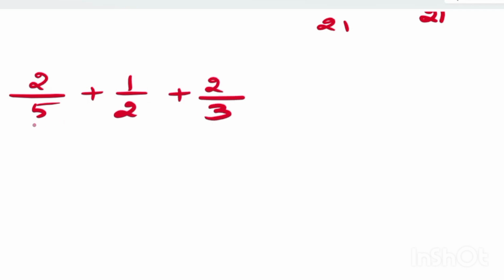Okay, so you have 2 by 5 plus 1 by 2 plus 2 by 3. Okay, so what you have to do? You have to take LCM for all these 3 numbers. So when you are taking LCM for all these 3 numbers, what will be the answer? It will come out to be 30. Okay, so the LCM will be 30.